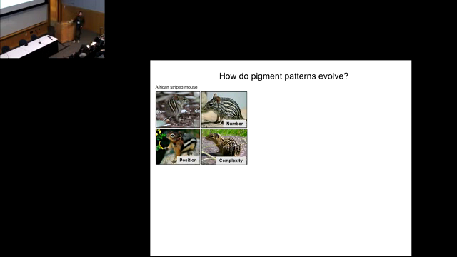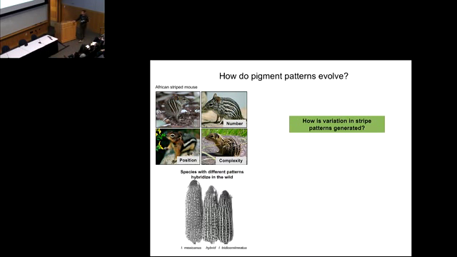And then they also vary in complexity. The 13-line ground squirrel, which is very common around here, has stripes in addition to spots. So we have to explain how these patterns also diversify. And so we can ask a very broad question, which is how is variation in stripe pattern generated? And to address this, we can take advantage of the fact that we have different species that differ in their stripe patterns that form natural hybrids in the wild.